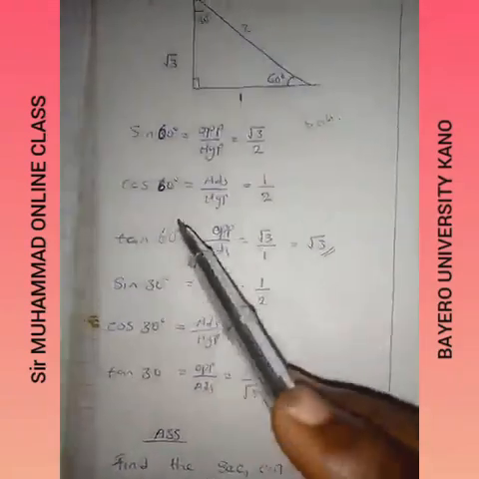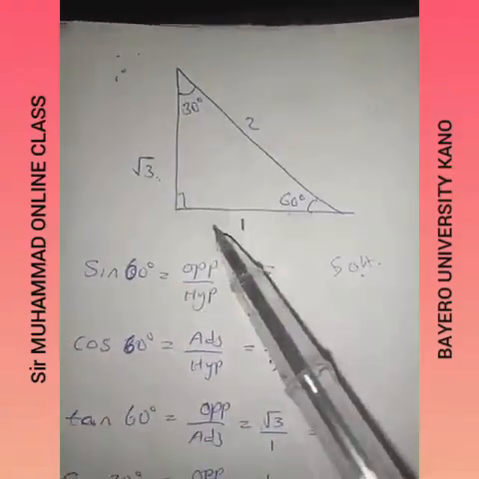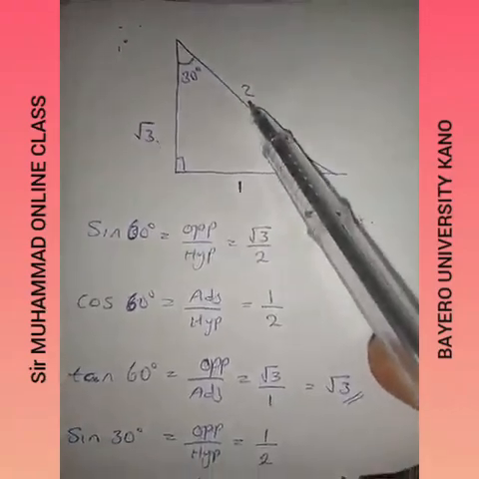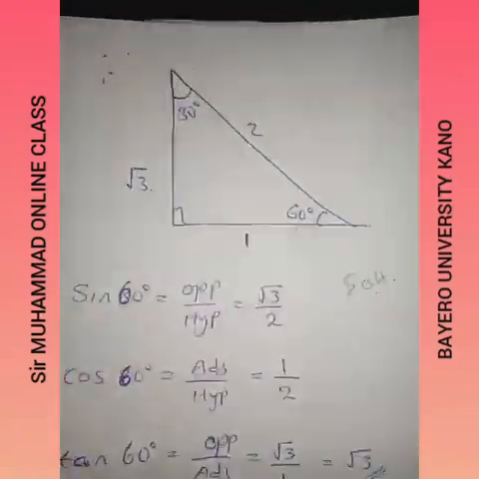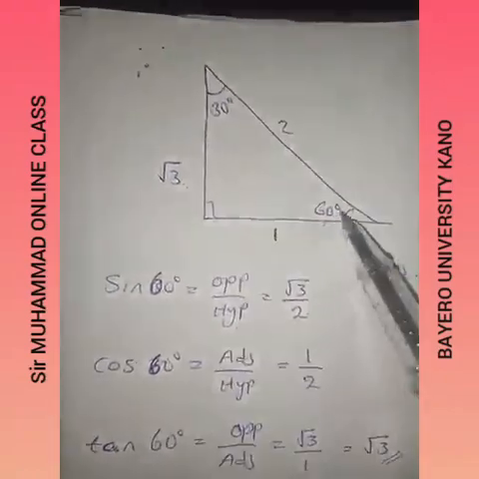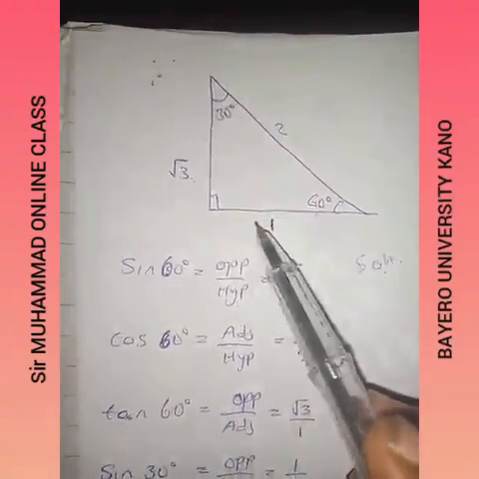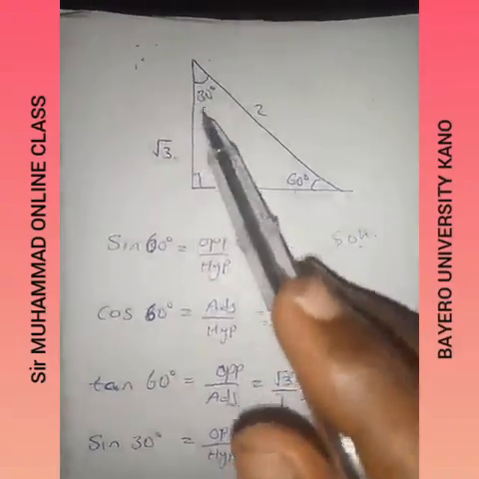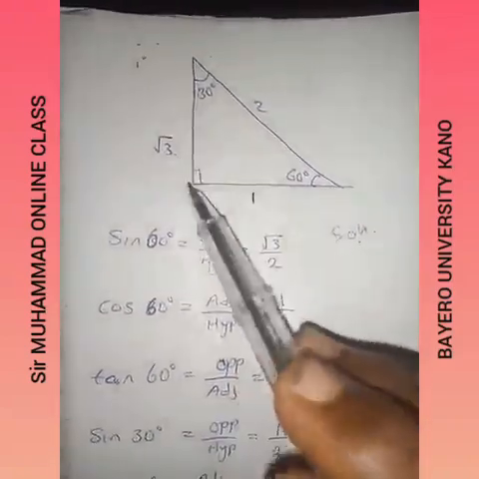Then now sine 30. Now looking at this 30, where is the opposite of 30? Opposite of 30 is 1. The hypotenuse is 2, so it will be 1 over 2. Now get the difference here. This place is opposite of 60 but adjacent of 30. This place is opposite of 30 but adjacent of 60. Opposite to 30, adjacent to 60. Opposite to 60, adjacent to 30.